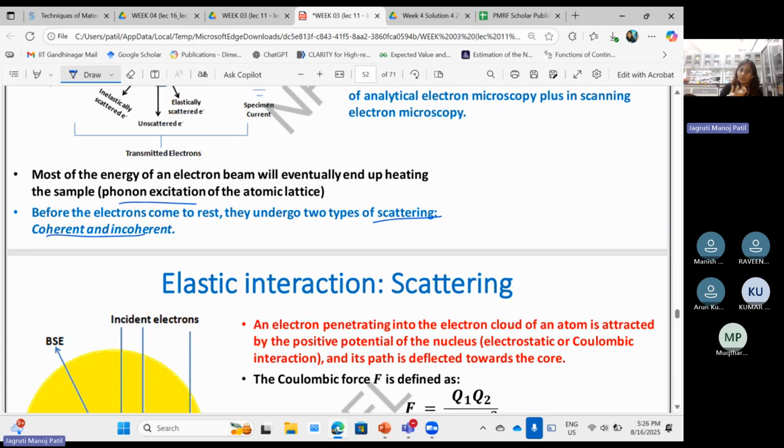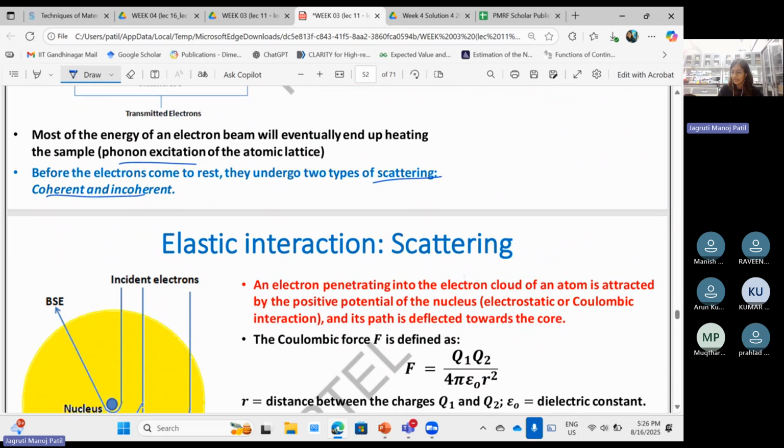If it's elastic, it would be coherent. If it's inelastic, it would be incoherent. So we'll see that, okay, it's being heated up, energy is being lost in the process, and somehow we are getting some reflected back.